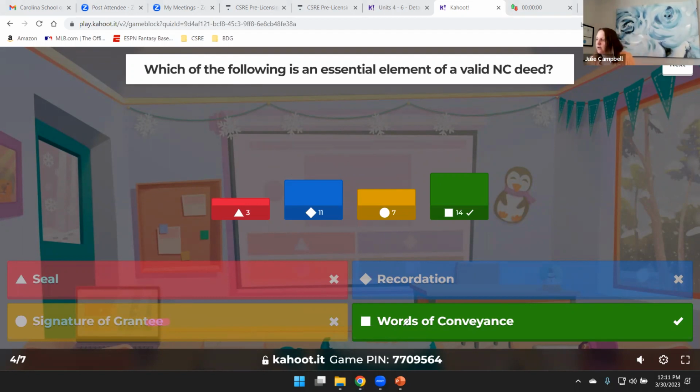And again, the seal is just one of those things that if it's there, great. If not, the judge is not using that to determine the validity. Questions on this one?